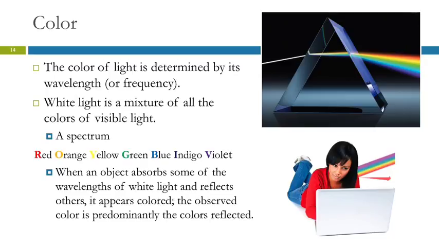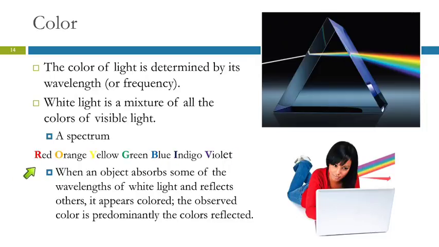Color. The color of light is determined by its wavelength. The wavelength is related to the frequency, so we could also say it's determined by its frequency. So what we refer to as white light is actually a mixture of all the colors of visible light. And this is the sort of light that comes from the sun or from an incandescent light bulb. There's a spectrum of different wavelengths. And you should learn the order of these colors.